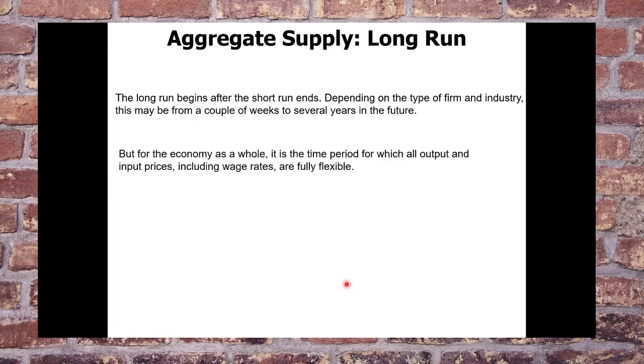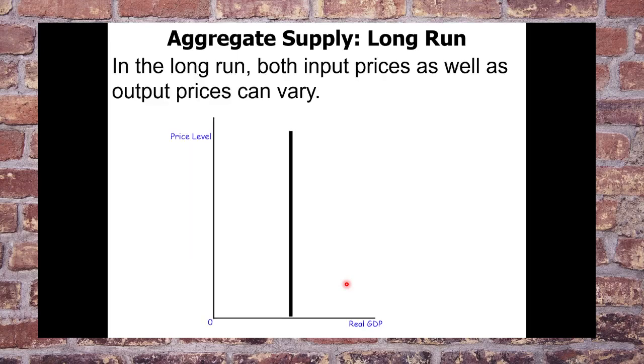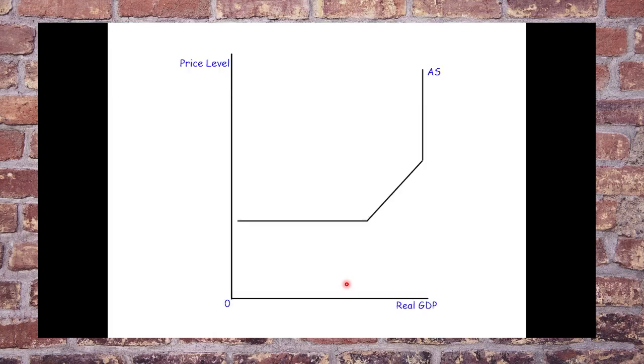Then we come to the long run, which follows the short run, and that is when output and input prices are fully flexible. They are no longer sticky, they are now flexible. That's what the long run aggregate supply would look like. If we put them all together on one curve, this is what it would look like.